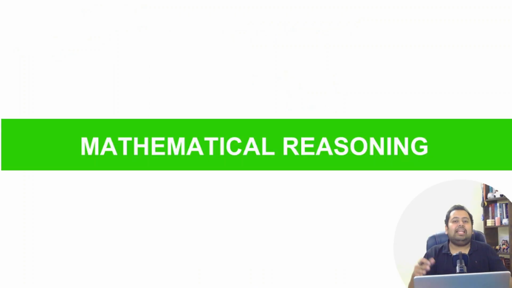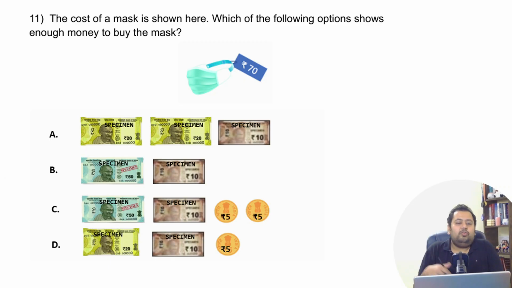And now we move to the next section, which is mathematical reasoning. So let's go to question number 11. The cost of a mask is shown here. Which of the following options shows enough money to buy the mask? Now, you can see a mask over here. In COVID, you would have seen people using a lot of these masks.